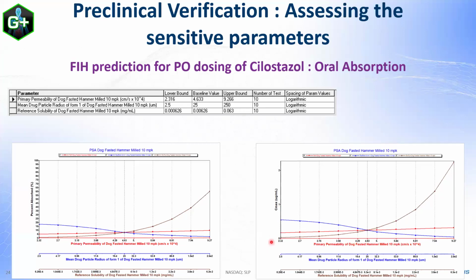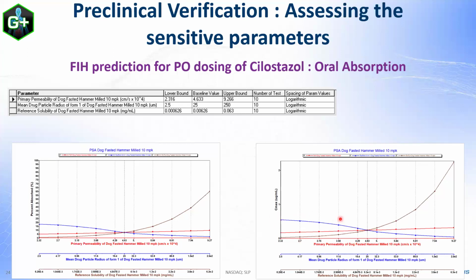So for this compound, if the pKa's or pH solubility profile are not available, you may wish to consider measuring them, as solubility is a sensitive parameter, and you can see that it changes both the Cmax and the percent absorbed. The permeability is less sensitive as the red line is almost flat. And this is as expected considering the previous plot, and so a predictive value in this case may suffice.